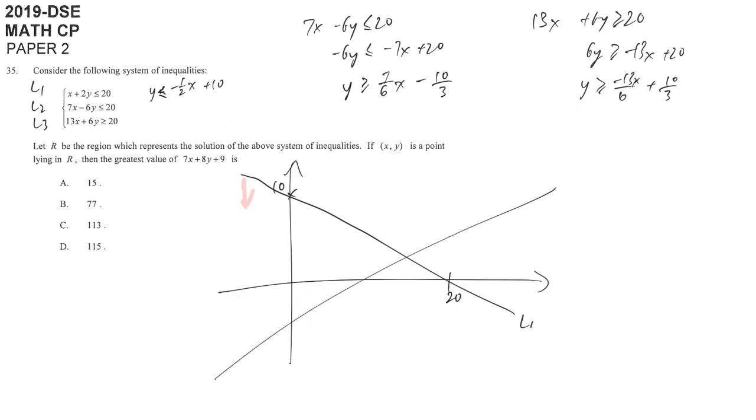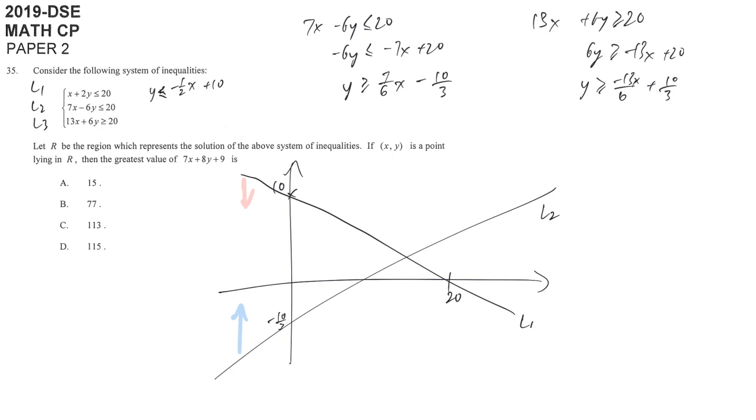So it should be around like this, with the y-intercept negative 10 over 3, and then the slope is slightly larger than 1. So this is L2. And then our required region is larger than that, so we are talking about the above region. So now the feasible region is this region. This is feasible.